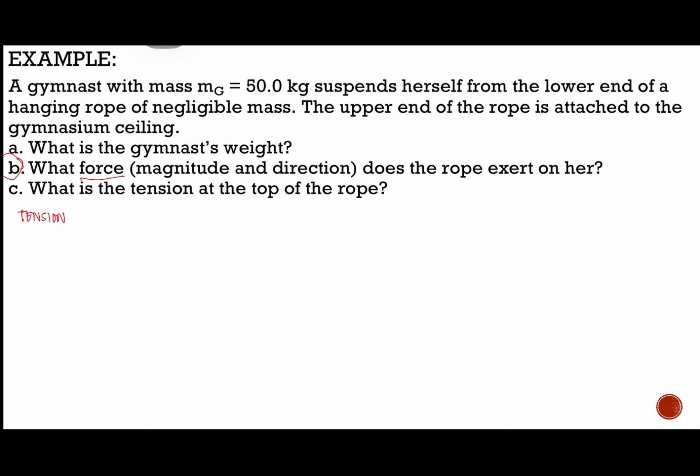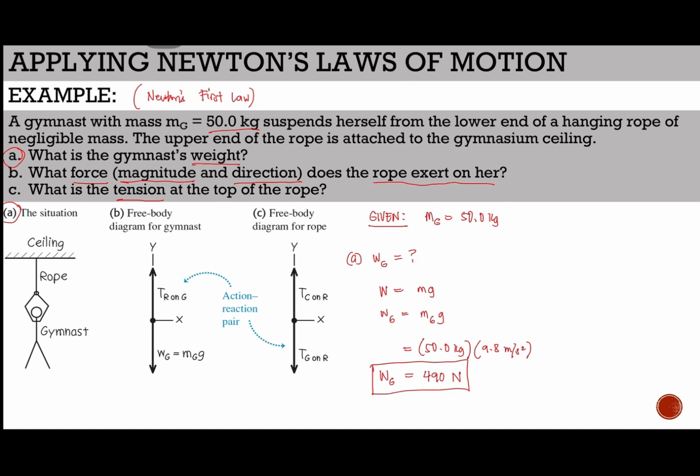Now, another question is, what is the magnitude and direction? Meaning the value of the tension force that the rope exerts on her and also the direction of the tension force. So what we are looking for is the tension force that the rope exerts on the gymnast. We will have R as our rope and G for the gymnast. Now, let's go back to our figure.